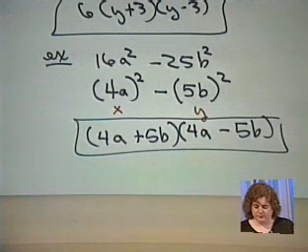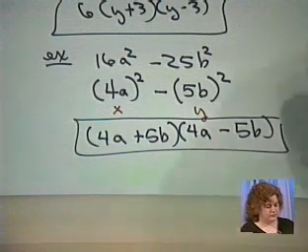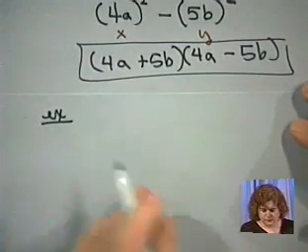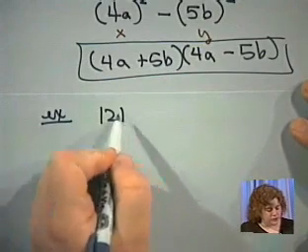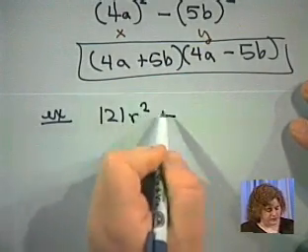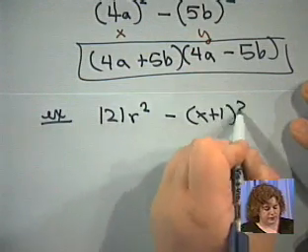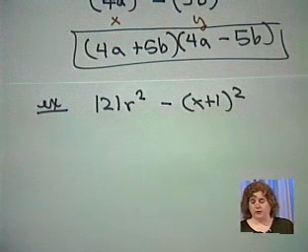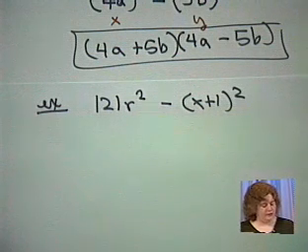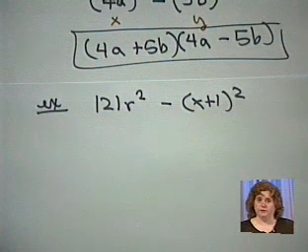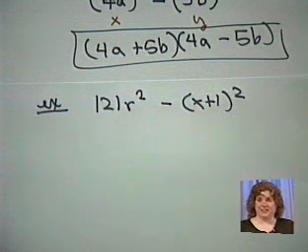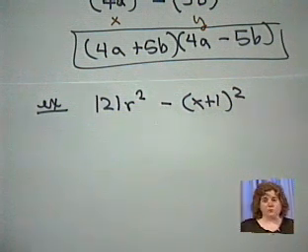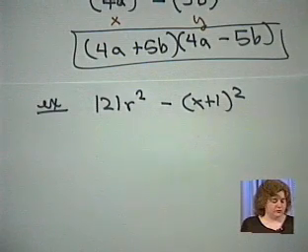Let's do another example. Let's factor 121 r squared minus x plus 1 squared. Nothing in common. Not going to factor by grouping because I don't have four terms added up. That's my hot tip there. It's not a trinomial, but I see two things added up. I see the power 2 running around, and I happen to recognize 121 as 11 squared.